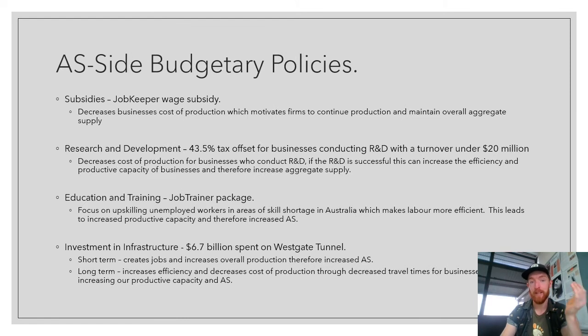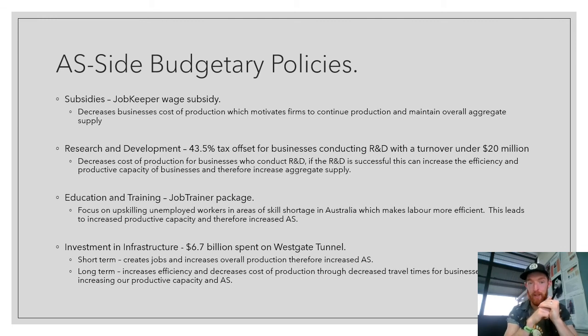Then some aggregate supply side. Aggregate supply is a bit broader this year because they cut a bunch out of it. I feel like it's more likely that they're going to ask specific questions about subsidies, research, development, education, training, and infrastructure. So let's look at them all individually. So subsidies, the JobKeeper wage subsidy, it decreases businesses' cost of production, which then motivates firms to continue production and maintain overall aggregate supply.